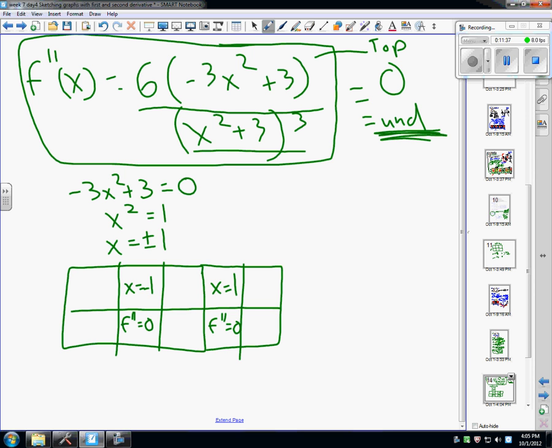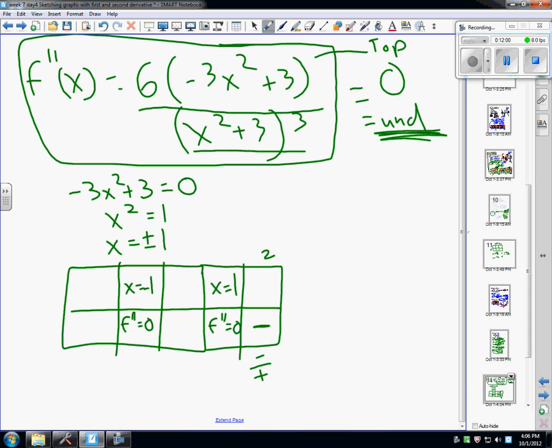If I plug in 2, let's see what I get here. When I plug in 2, 2 squared is 4 plus 3 is 7 cubed. On the bottom it's positive. And on the top, 2 squared is 4 times the -3 is -12 plus 3 is a negative. That makes that guy overall a negative.